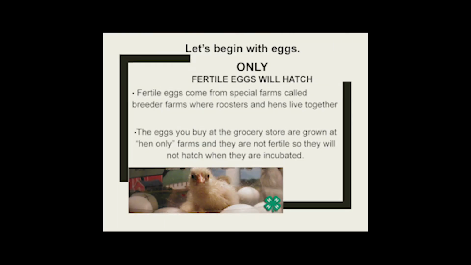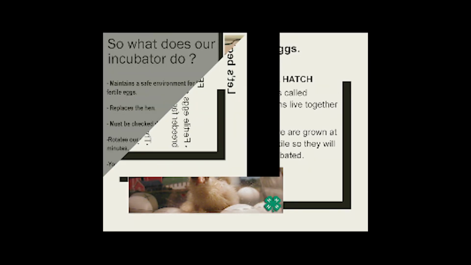When we talk about incubation and embryology, remember we started with our eggs. Only fertile eggs will hatch. Fertile eggs come from special farms called breeder farms where roosters and hens live together. The eggs that you buy at the grocery store are grown at hen-only farms, and they are not fertile, so they will not hatch when incubated.